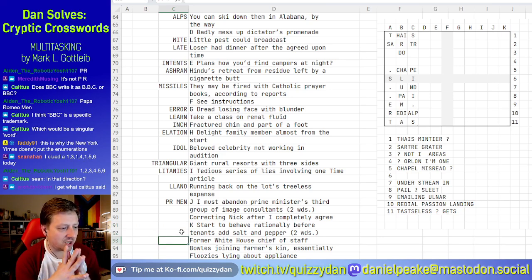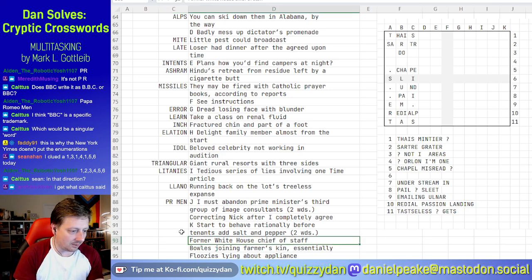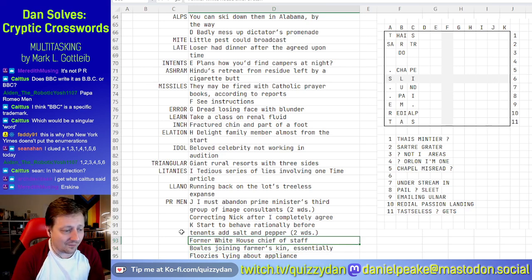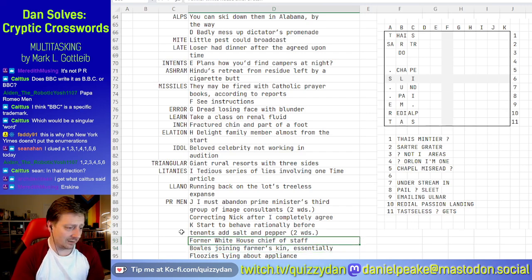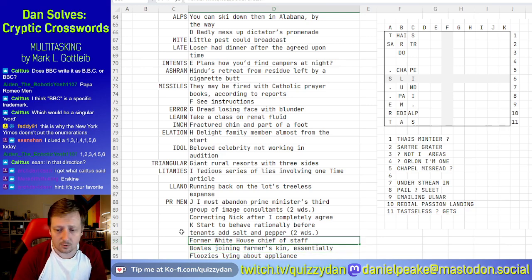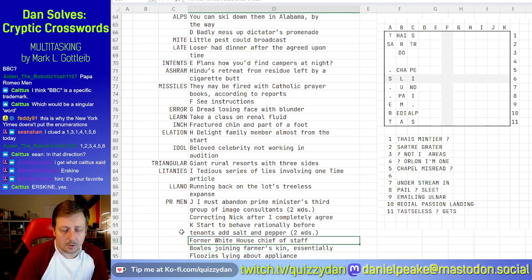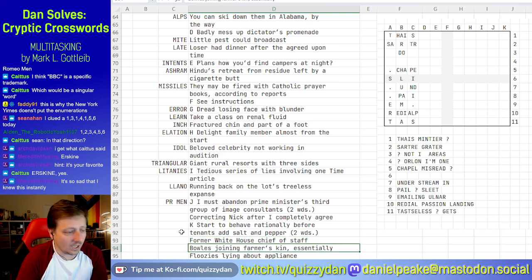Former White House Chief of Staff Bowles joining farmers kin. Essentially, I'm just going to check that those are two lines there. Okay, yep, that is these two lines. Essentially, may I have who this former Chief of Staff Bowles is, because I do not know them. So Erskine. Erskine Bowles. Bowles Erskine. I don't know whether Erskine is a first or last name. Erskine. Okay.